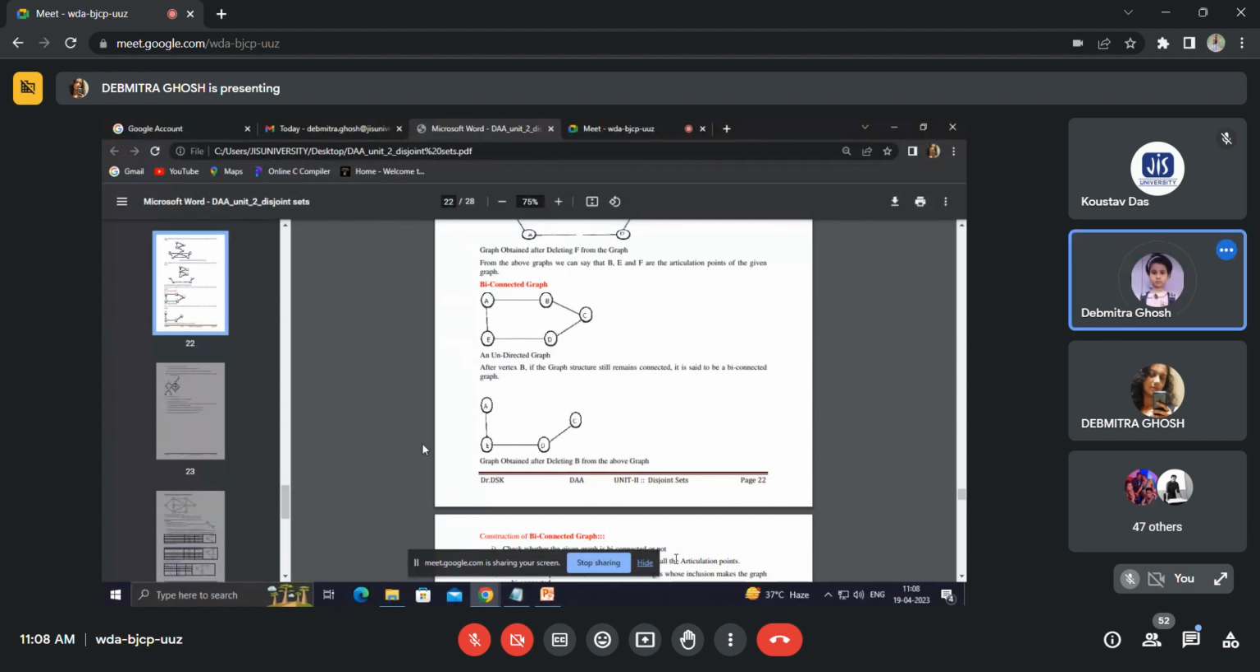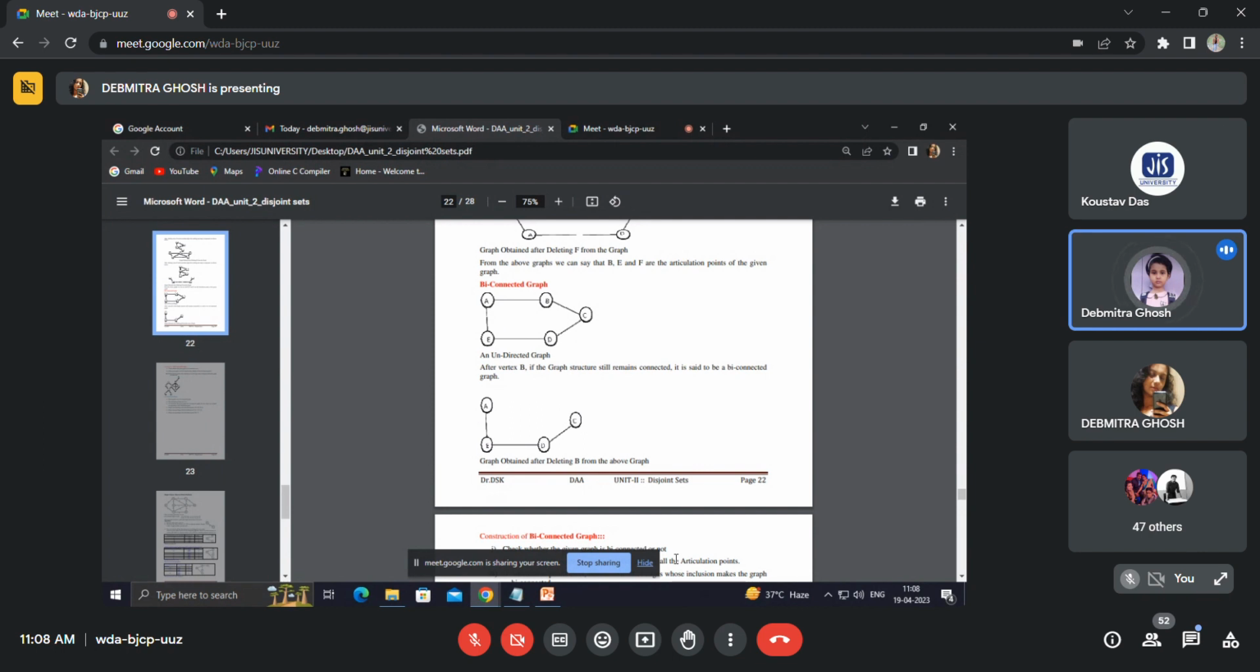Biconnected graph. Biconnected, all the vertices have at least two connections. See, from A you can go to E and you can go to B. From B you can go to A and you can go to C. From C you can go to B and you can go to D. From D you can go to E and you can go to C. From E you can go to A and you can go to D. So all the vertices have two connections to themselves.